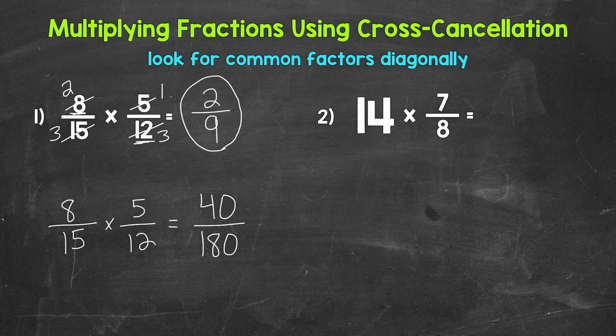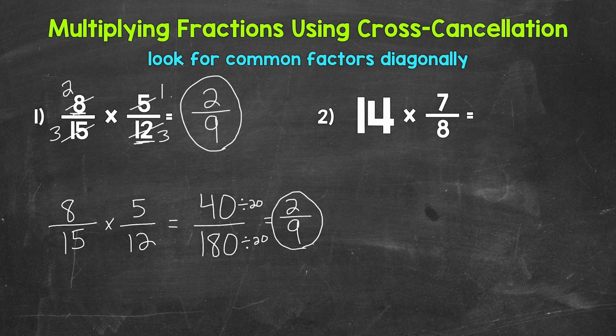So this looks different than our answer above, but we can simplify here. We have common factors other than 1 that we can divide by. The greatest common factor is 20. So let's divide 40 by 20 and 180 by 20. 40 divided by 20 gives us 2, and 180 divided by 20 gives us 9. So we end up with 2/9 that way as well. So we can see that cross-cancellation gives us the opportunity to simplify before multiplying. And this can give us smaller numbers to work with.